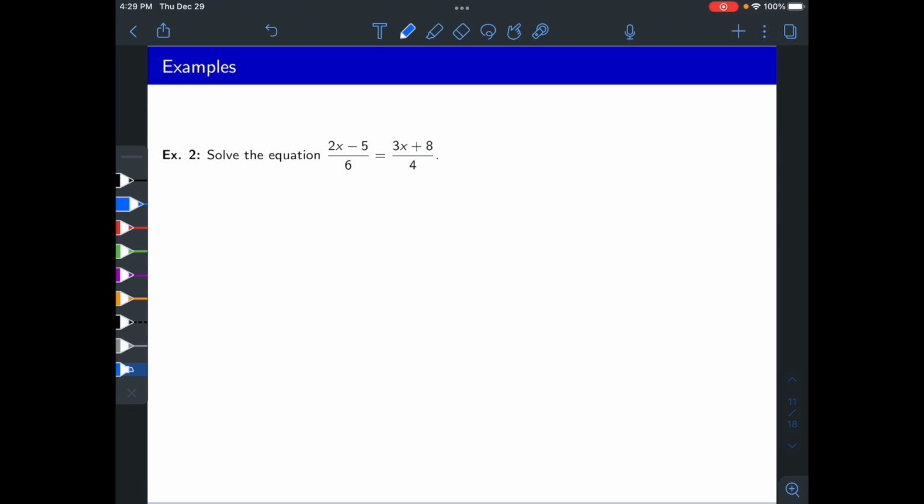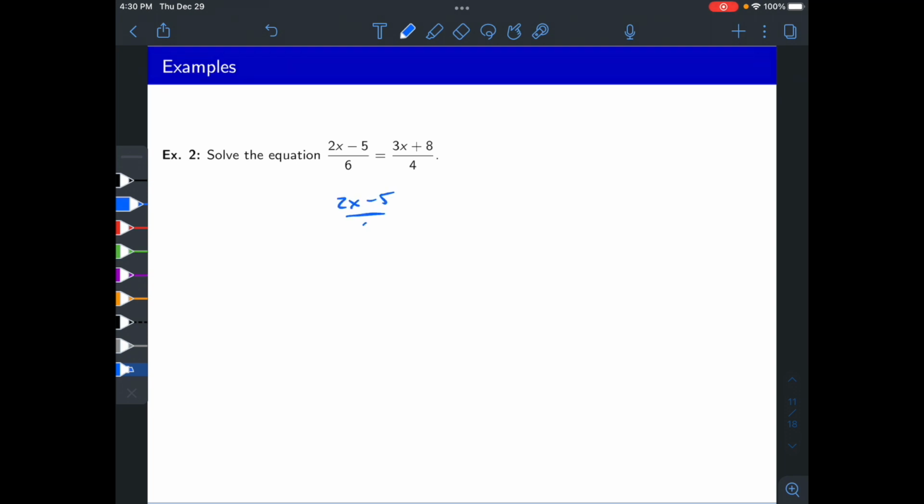Let's solve this equation. (2x minus 5) over 6 is equal to (3x plus 8) over 4. There are a couple ways that you could go about doing these things. I'm just going to show you one way, maybe two. I'm not going to show you every way to solve one of these problems. Just know that there are a bunch of valid ways of going about doing these things. These are very flexible. One thing that you could do is just cross multiply. So multiply both sides by 6 and then multiply both sides by 4.